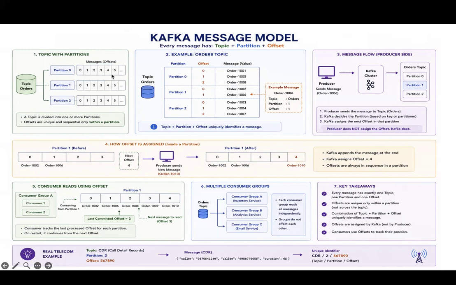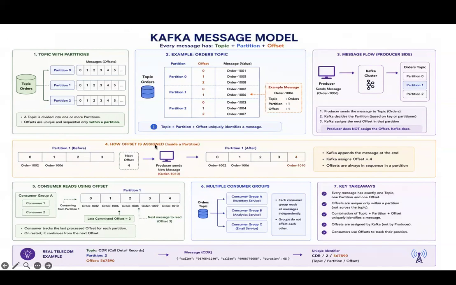A message can be uniquely identified by these three: topic plus partition plus offset number. You can see that very clearly. Partition 0 will have message 0, and order 101 was created or updated, as example messages here. We already know the producer sends the message, the Kafka cluster stores it, and the topic will be consumed by the consumer.